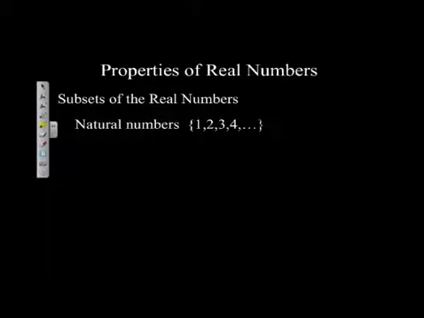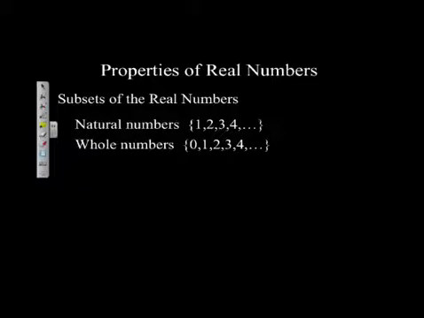Those are the numbers that you learn when you first start learning how to count. 1, 2, 3, 4, 5, 6, 7, and so on, and they go on forever. The second subset of the real numbers, and again, a set is just a group in math, and a subset means a smaller group inside. So our real numbers are the set, and the natural numbers and now the whole numbers are subsets.